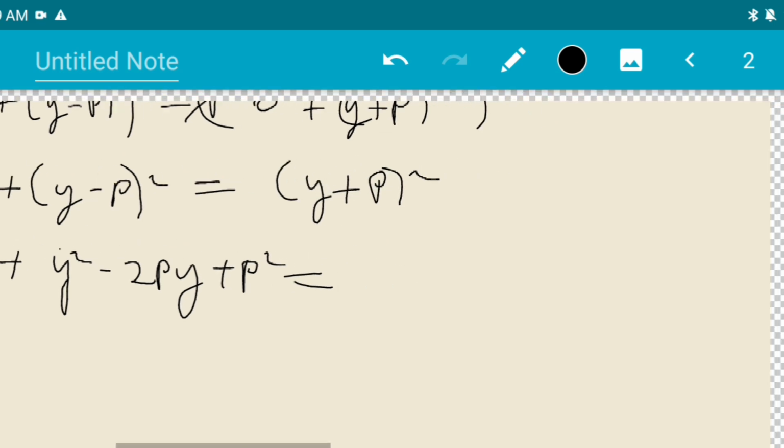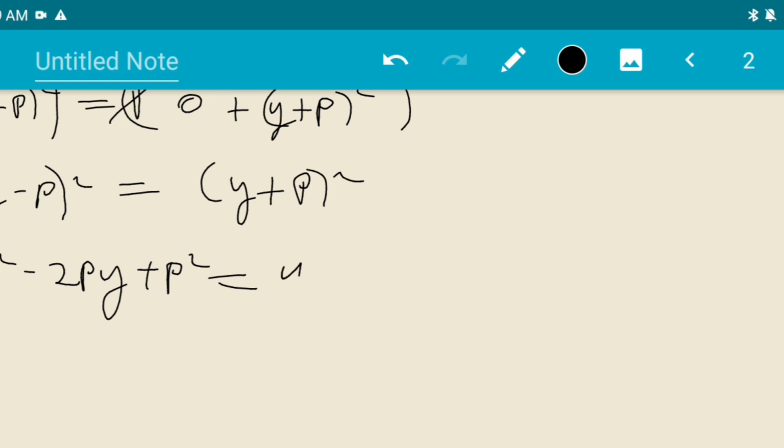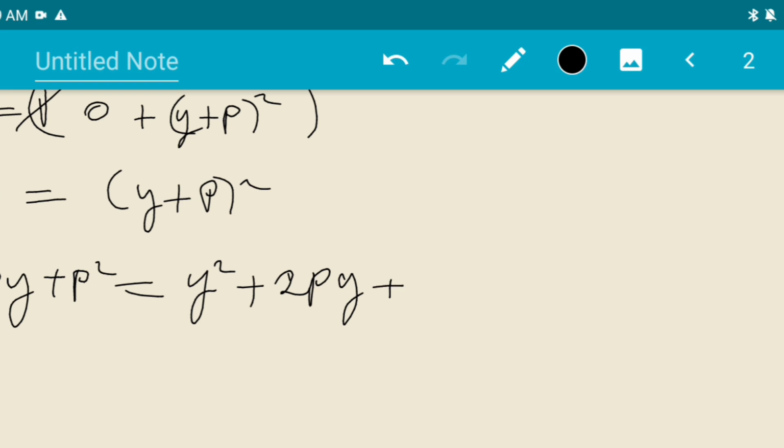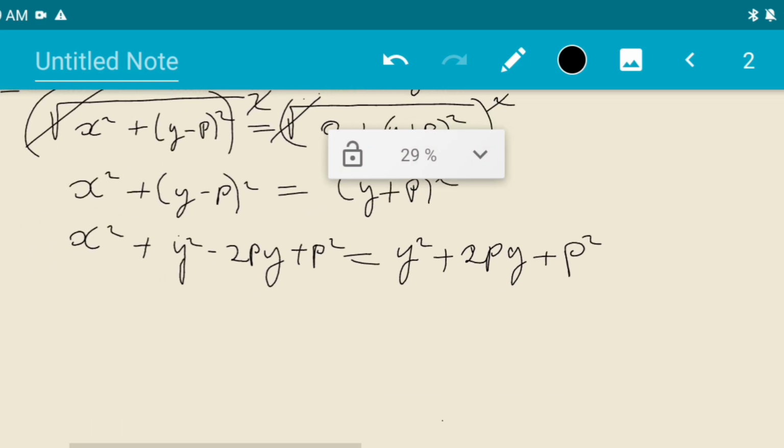So we do the same this side. So this will be y squared plus 2py. So the first one you say y squared, okay? Then the second term, you're just going to say 2 times the combination of these two, which is 2py. Then lastly, you're going to say plus p squared, okay? So this is what we have. So let's simplify it even further.